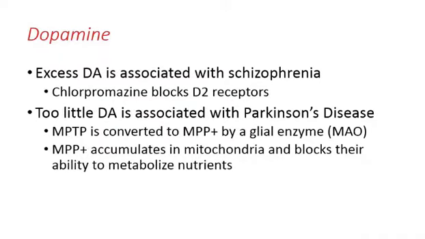Excess dopamine, as I mentioned before, is sort of at the other extreme associated with schizophrenia, and a drug called chlorpromazine blocks D2 receptors specifically, and usually too little dopamine is associated with Parkinson's disease. Yeah? Are they doing more and more brain scans to be able to tell that there is actually more dopamine going through the brain, like how you said for depression?